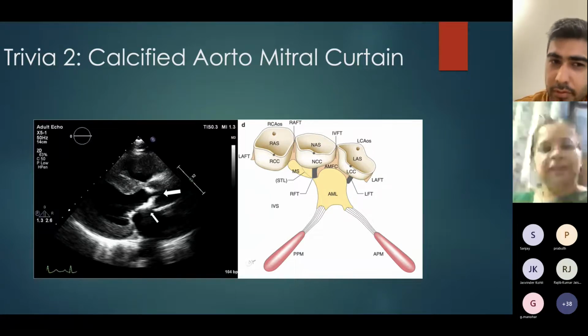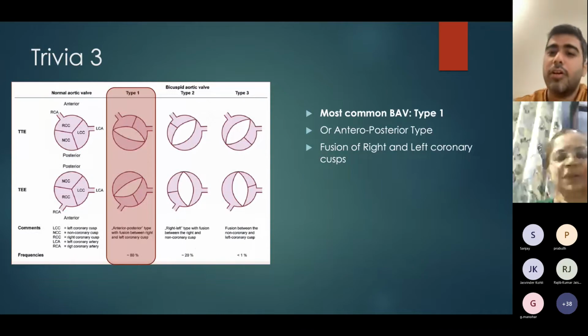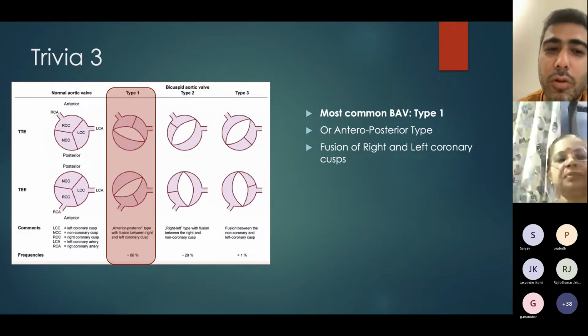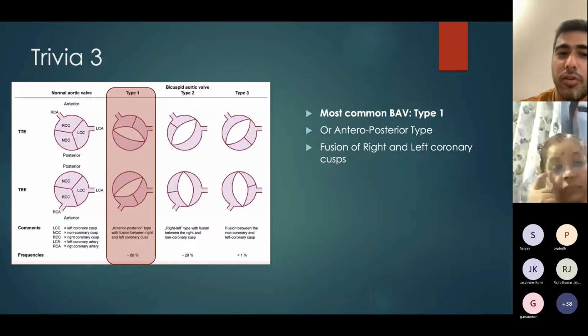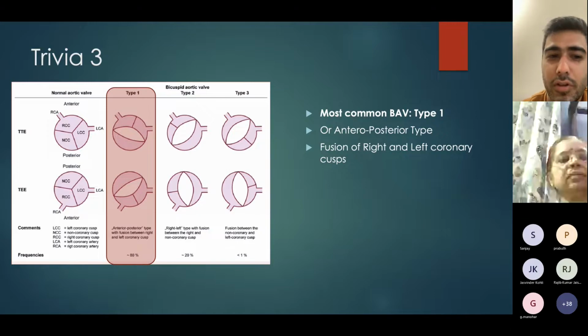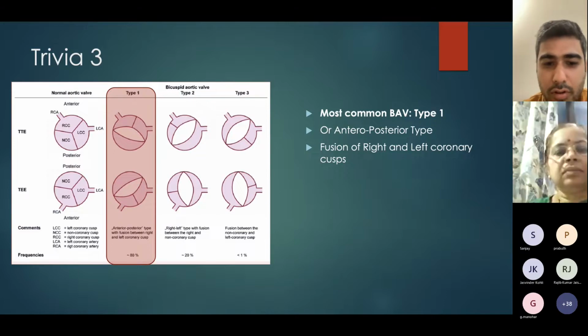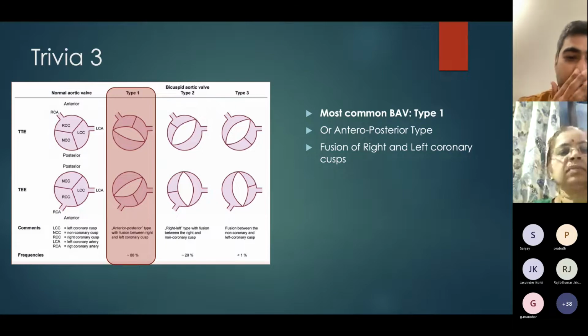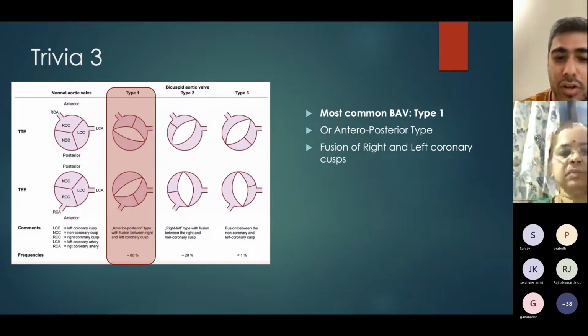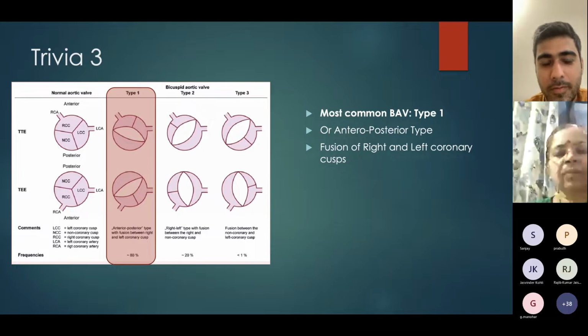Your next question. Yeah, so the third question was the most common type of the bicuspid aortic valve. There are three types of bicuspid aortic valve. The most common is usually the type 1 or the anteroposterior type, in which there is fusion of the right and left coronary cusp, which is seen in around 80% of the cases. The next most common is the right-left type with the fusion between the right and the non-coronary cusp, and the least common is between the non-coronary and the left coronary cusp.